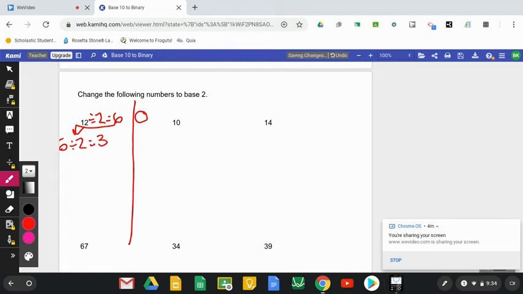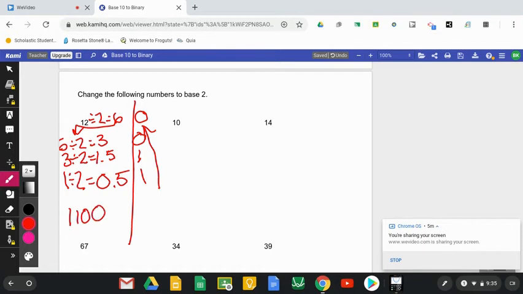Decimal spot? Nope, so I get 0. 3 divided by 2 is going to give me 1.5, so first decimal, put a 1. Now with that decimal, I only bring the 1 down, so I'm doing 1 divided by 2, and I get 0.5, so I place a 1. I am done. I read bottom up. So my number is 1100.